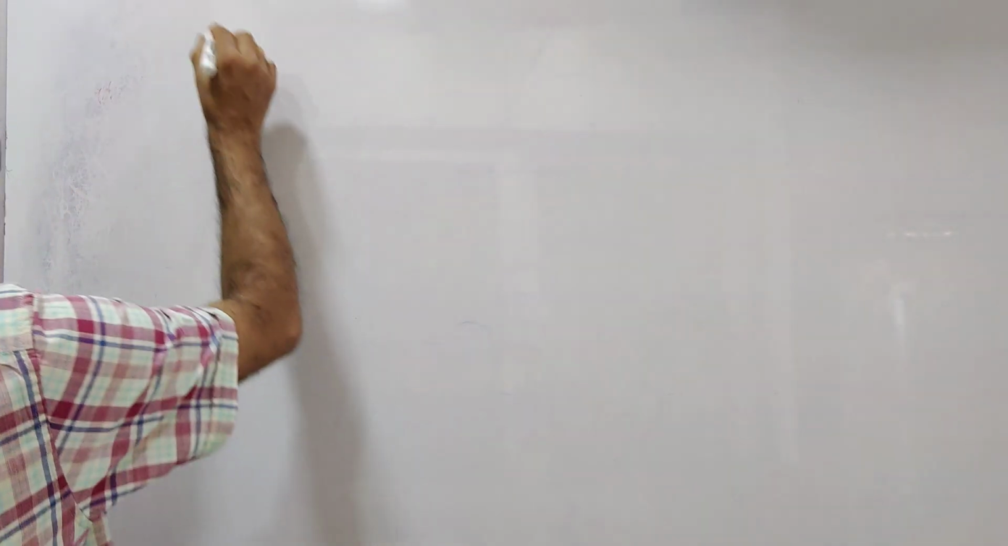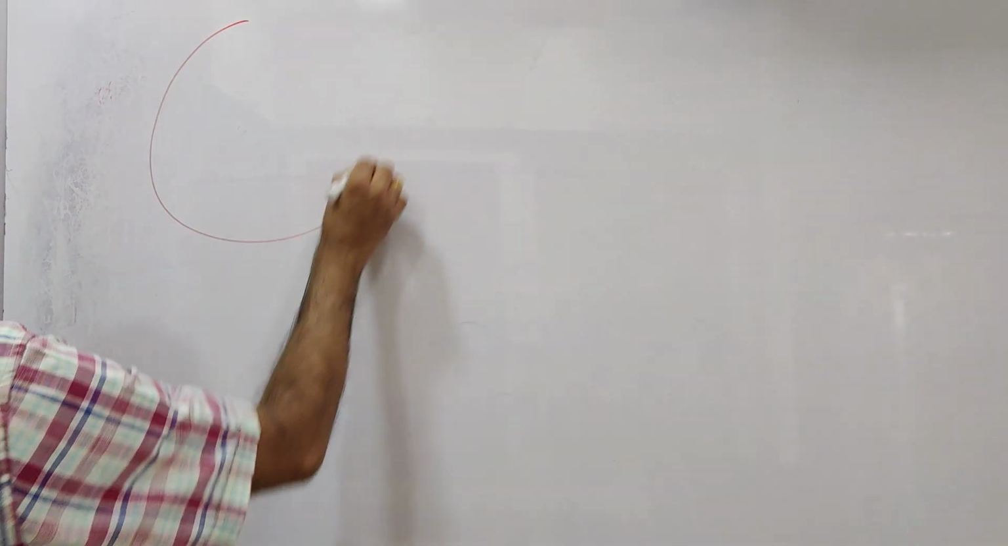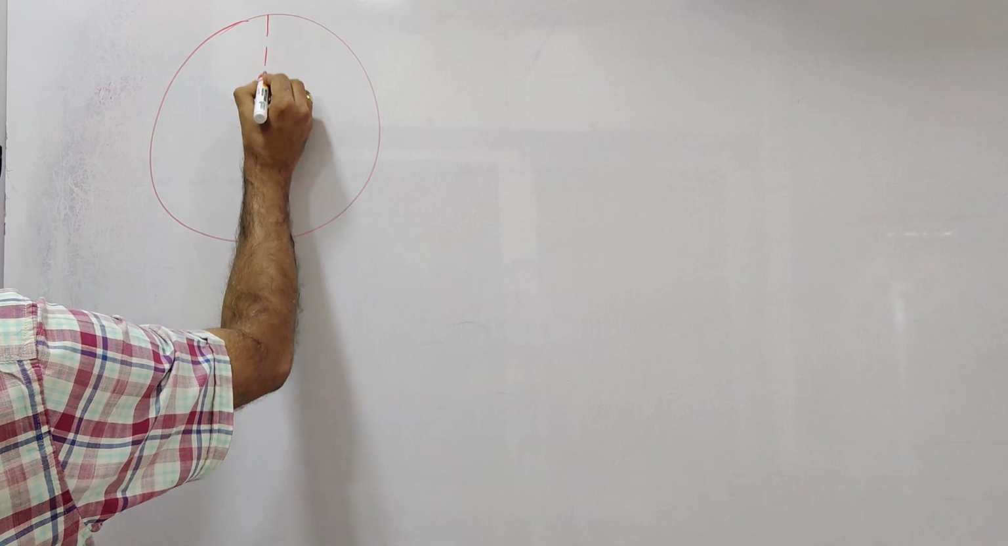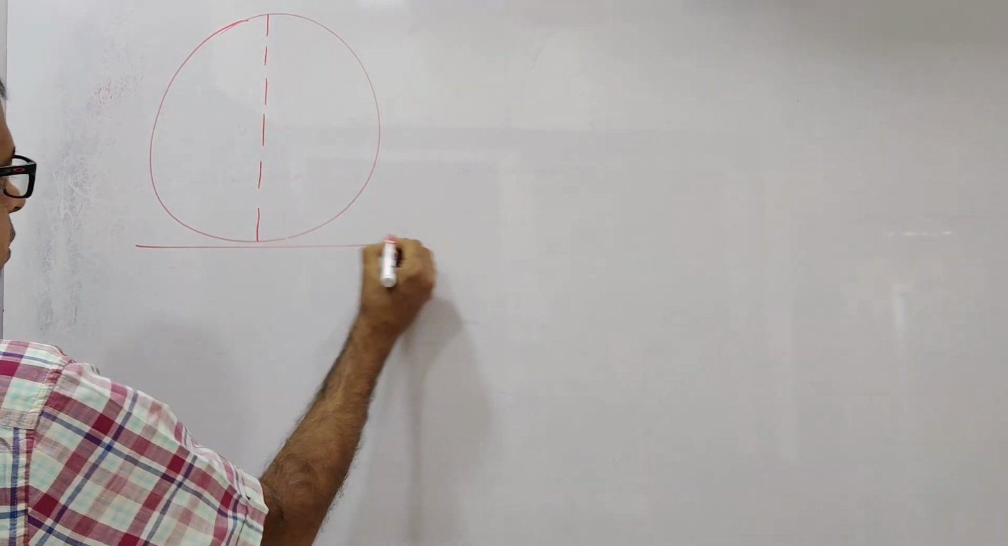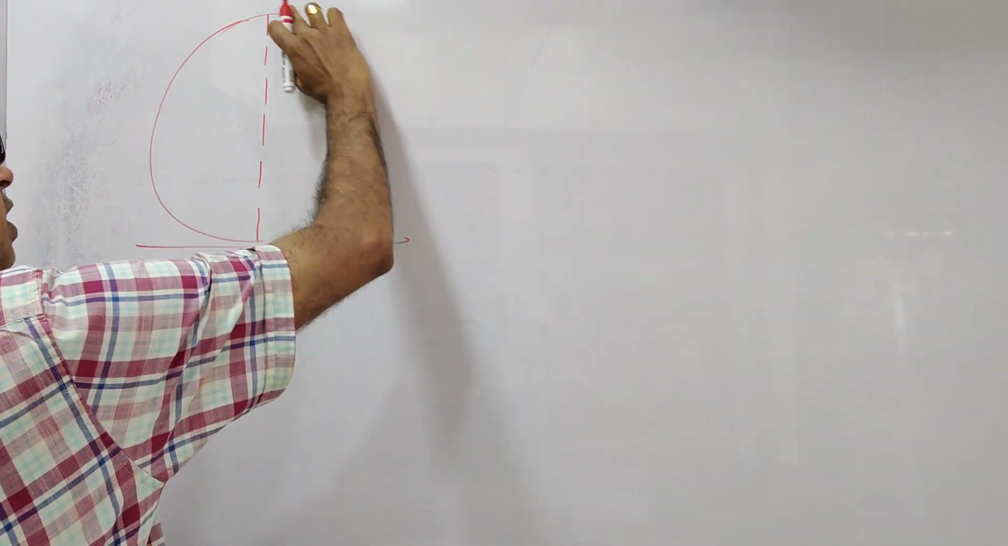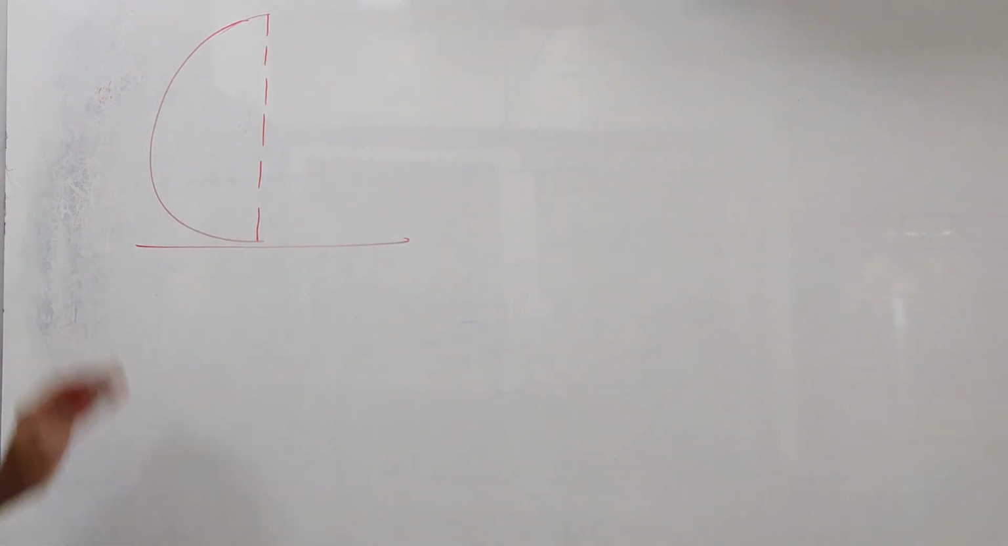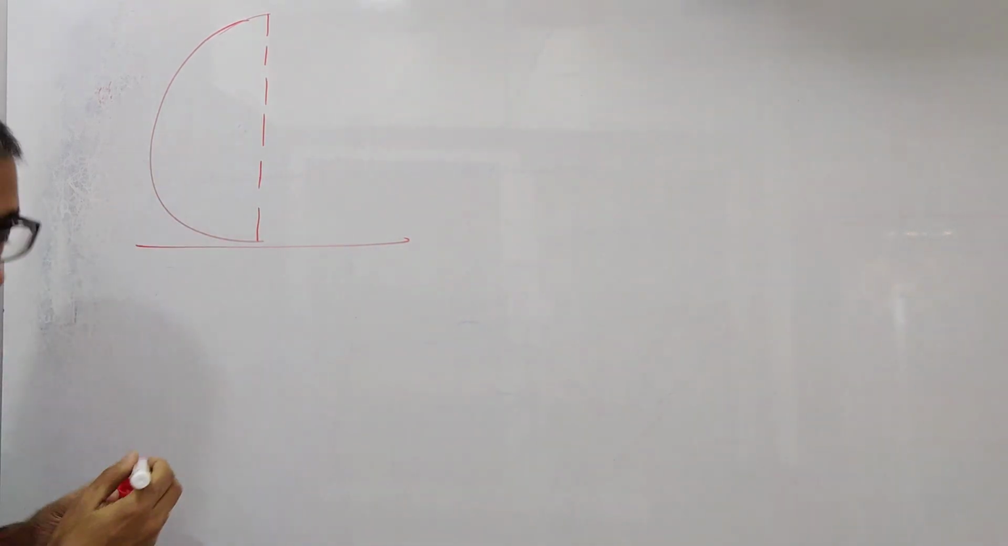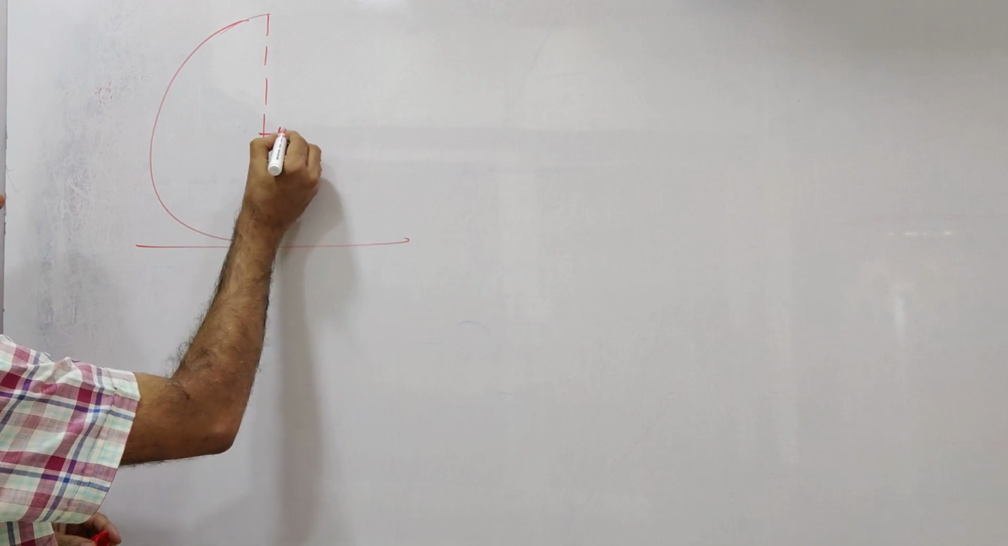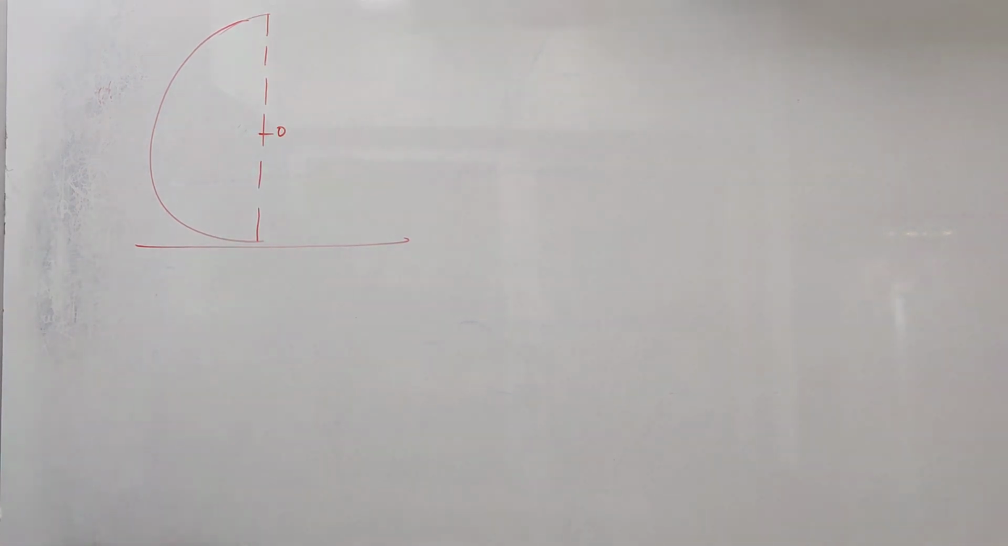In this problem, in continuation with the previous video, instead of a thin rod, they gave you a semicircle. It is a semicircular ring released from the position shown.